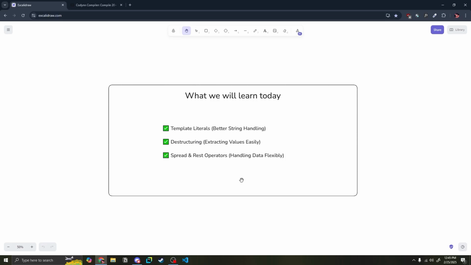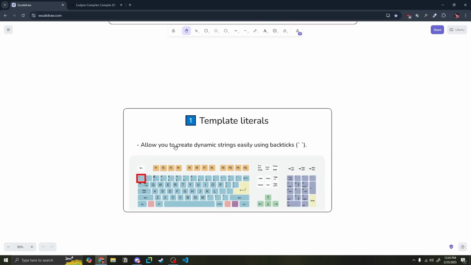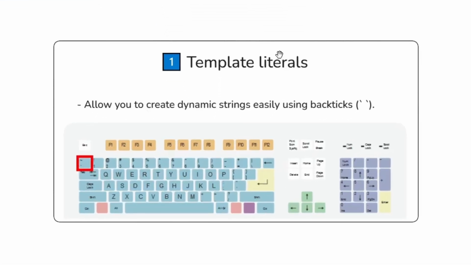So let's get started with template literals at first. What template literals are is they allow you to create dynamic strings easily using backticks. And backticks are the symbols that are present in this area of your keyboard right here. I have put a representation of your keyboard and it should be right here. And I am going to demonstrate how they allow us to create dynamic strings easily.